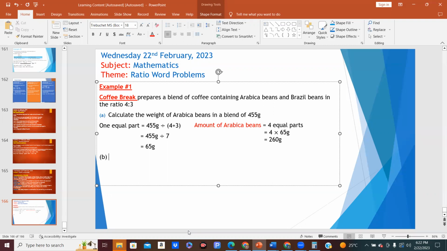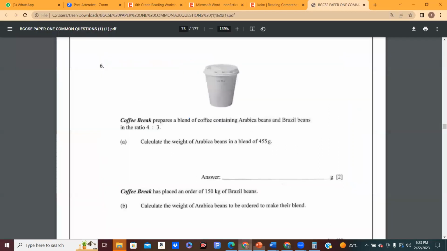All right. So now that we have that, let us look at the other part of the question, which we pretty much conquered yesterday. Go ahead, Lanaya, you saying something? How did you say we could find the Brazil? Okay, so for the Brazil.